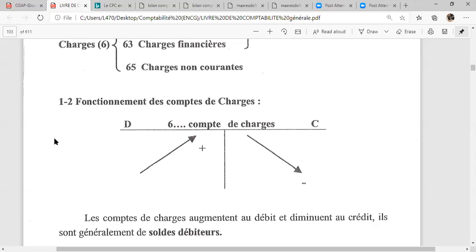Is a CPC also found in English or is it just in French? Oh, this one is strictly in French.